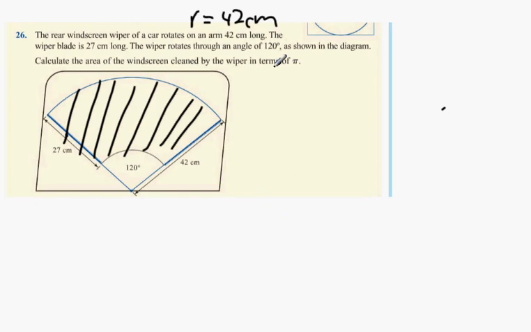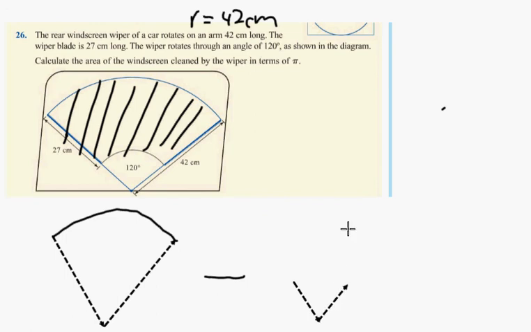So the wiper rotates through an angle of 120 degrees as shown in the diagram. Calculate the area of the windscreen cleaned by the wiper in terms of pi. Now, cleaned, you just want to find the part that's clean, okay? To find the part that's clean, we get the area of the full sector, and then we take away the area of the small sector. The area of the small sector will be this part here. So it's just one of them minus the other one.